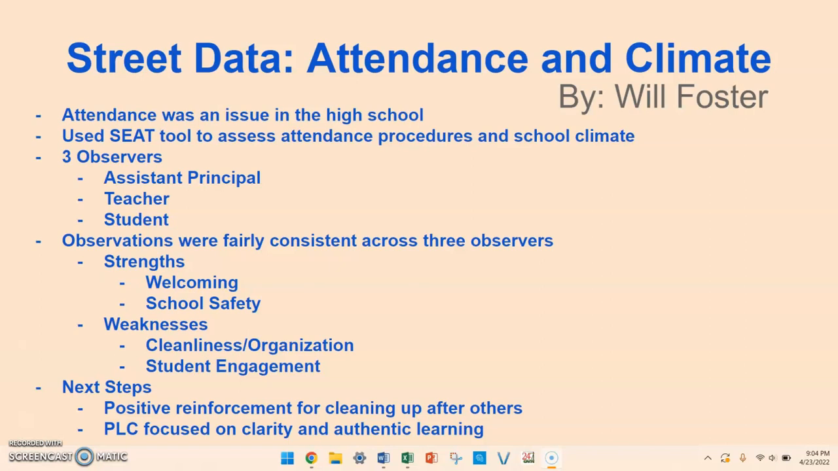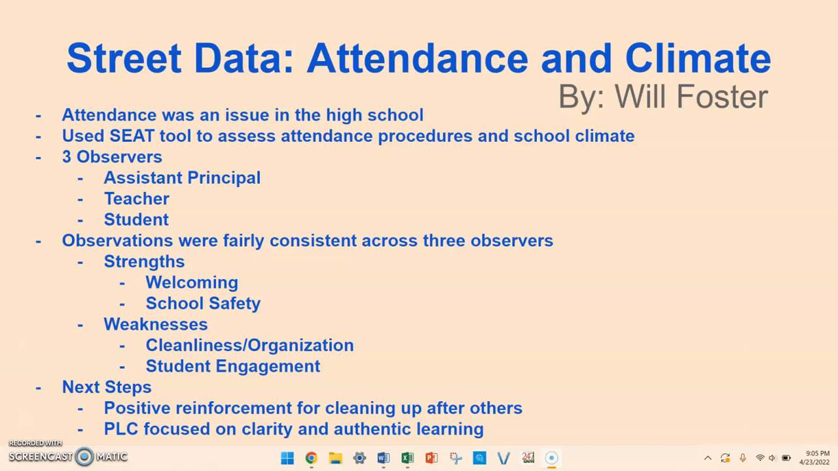The 2 big strengths that were pointed out: one, it was stated that the school had a welcoming environment. Students were welcomed when they entered the school and felt welcome as they moved around the school. Second was school safety in regards to signage, clarity of where the students needed to go, where the office was, and things like that.